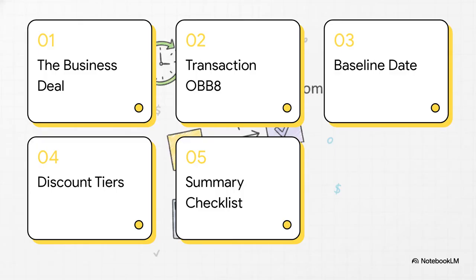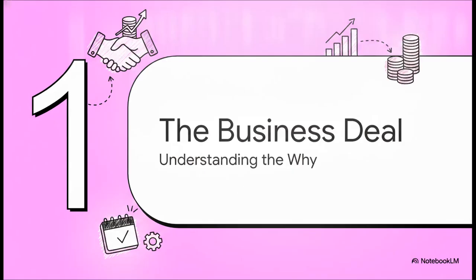All right, here's our roadmap for today. 1. The business deal. 2. Transaction OBB8 explained. 3. Setting the baseline date. 4. Configuring discount tiers. And 5. Your summary checklist.